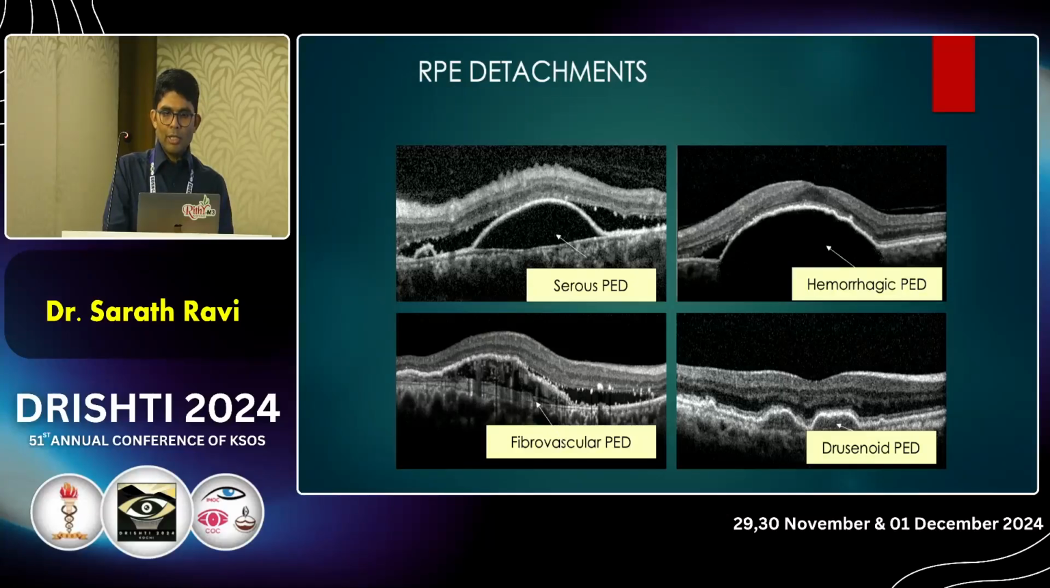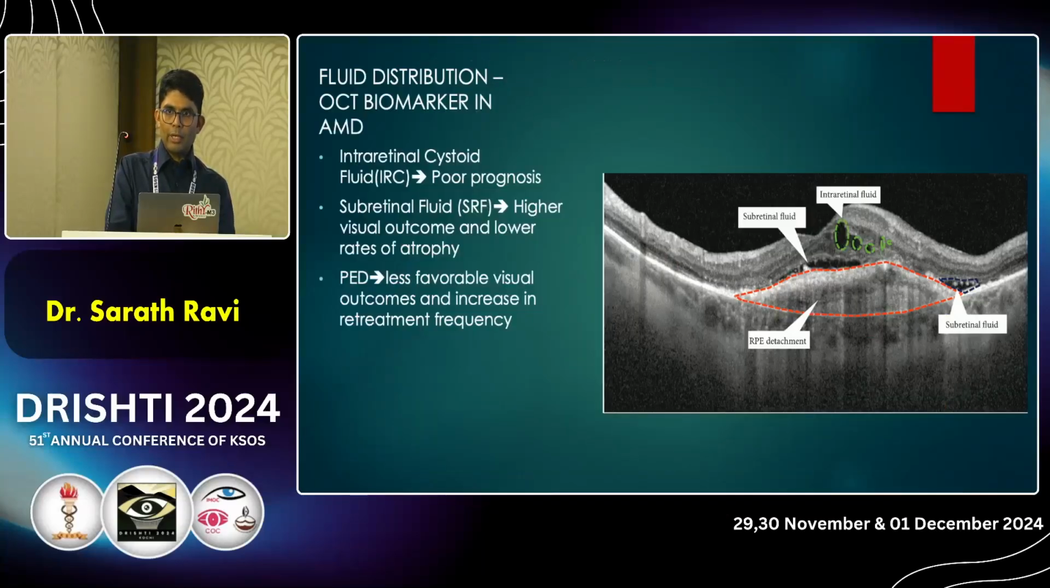Therefore, serous PEDs are usually seen as a smooth elevation of the RPE over a hyporeflective space, whereas your fibrovascular PED is an irregular elevation of the RPE, and you have a heterogeneous feature behind the detached RPE. In a hemorrhagic PED, you don't see the Bruch's membrane because of shadowing by the blood. And fluid accumulation in CNVM can occur in different compartments, and each has a different prognostic significance.